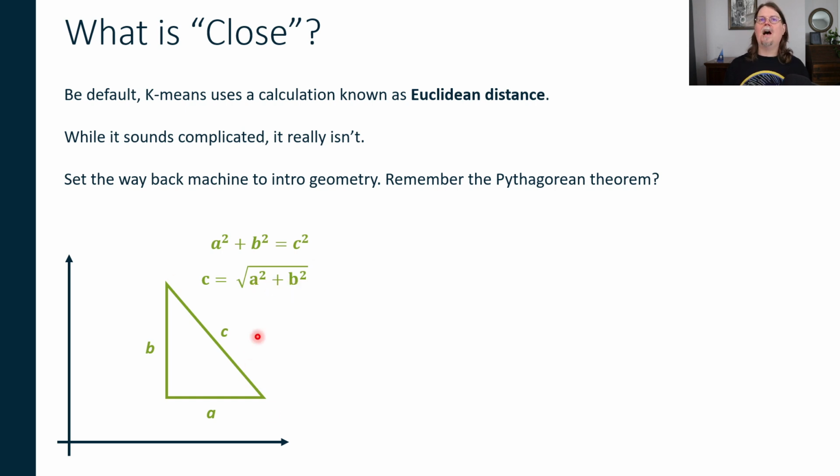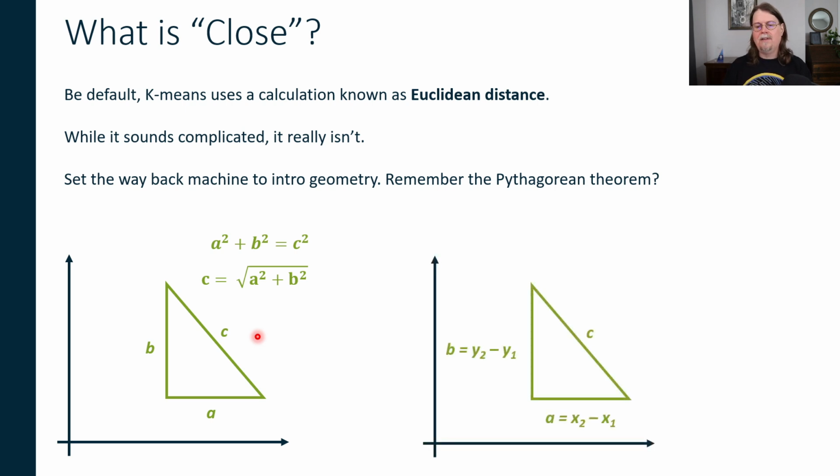This is the secret sauce of how k-means finds the distances between data points and centroids and defines what is close. So let me expand on this a little bit. We can also think of A, B, and C like this. Imagine that this point of the triangle is my data point, and this is my centroid, the current centroid that I'm looking at. I want to find C, the distance between this particular data point and this particular centroid.